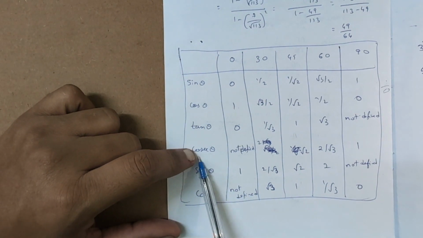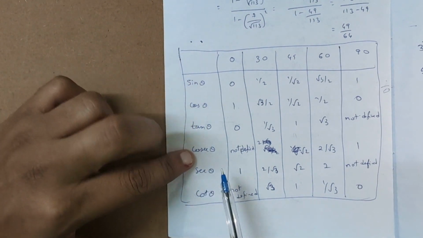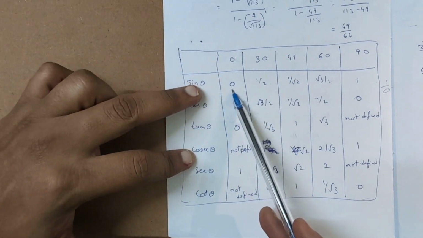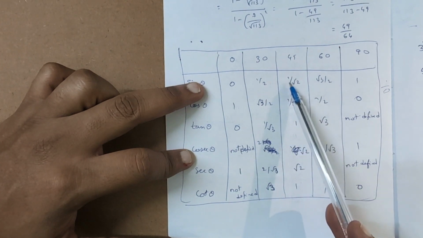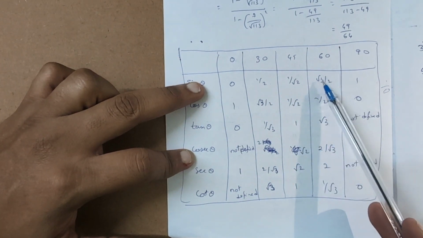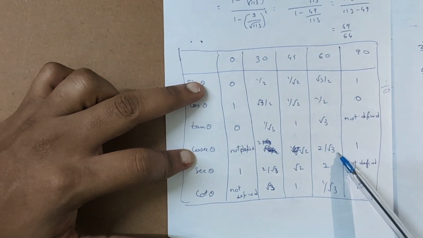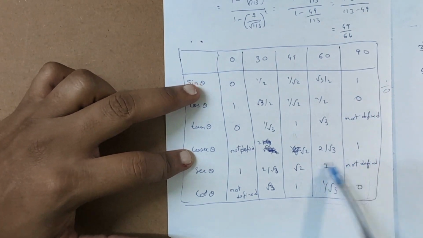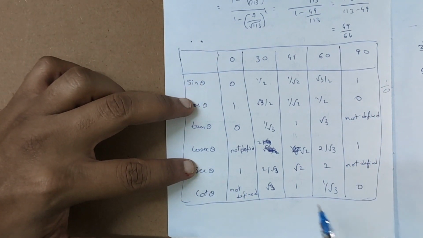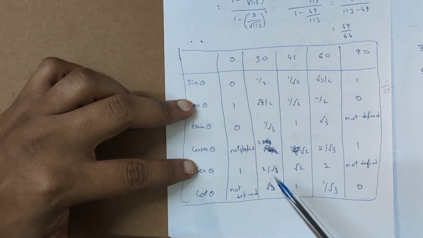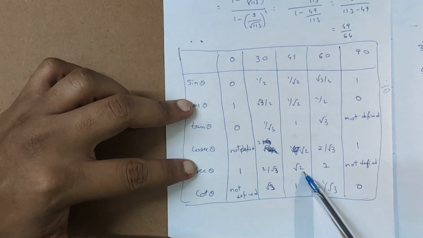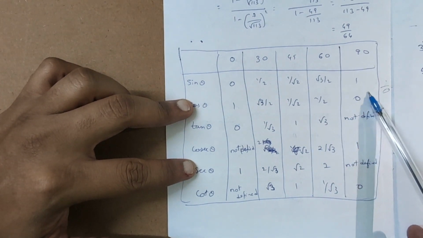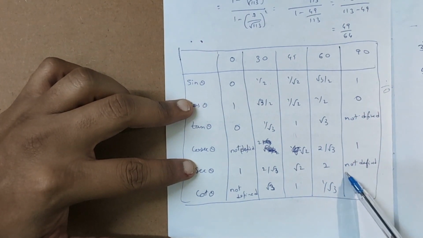For cosecant theta, it is 1 by sin, so 1 by 0 is not defined, 1 by 1 by 2 is 2, 1 by 1 by root 2 is root 2, 1 by root 3 by 2 is the inverse of it, so 2 by root 3, inverse of 1 is 1. Whereas secant theta is 1 by cos. So whatever the cos values are there, just invert them. So 1 by 1 will be 1, root 3 by 2 will become 2 by root 3, then root 2, 2, and 0 inverse is not possible, so it will become not defined.